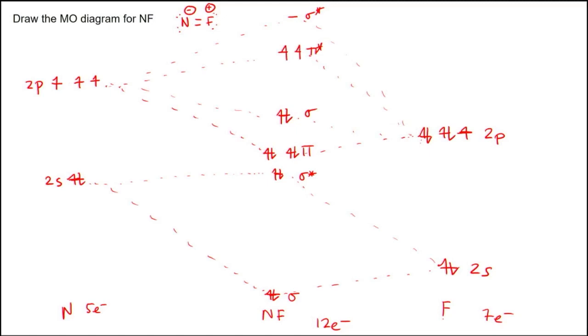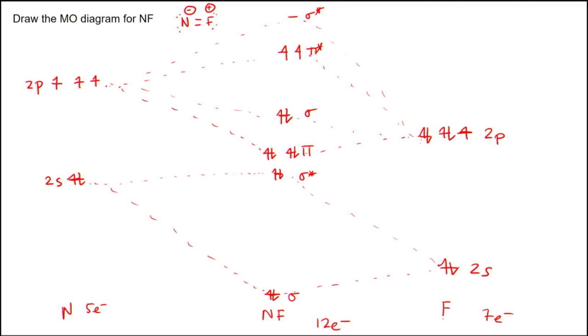From what we can see here, we have 2 unpaired electrons in the pi anti-bonding orbital, and both of those are going to be unpaired. So we would expect NF to be a paramagnetic molecule. Paramagnetic just means that you have unpaired electrons in your molecular orbital diagram, and we have 2 of those in this case. So that's what we would expect.